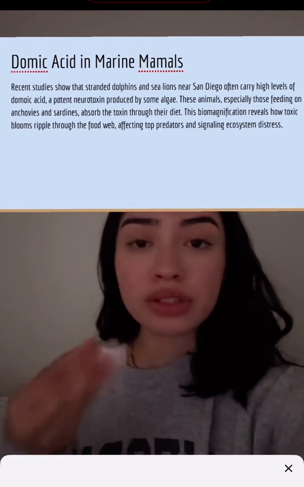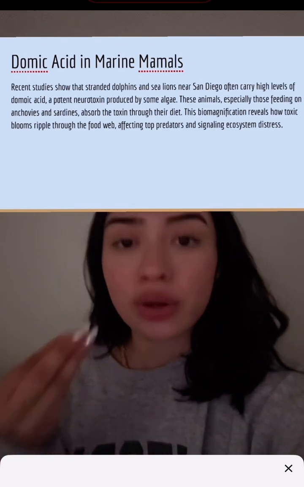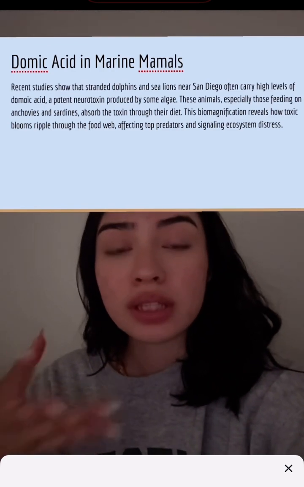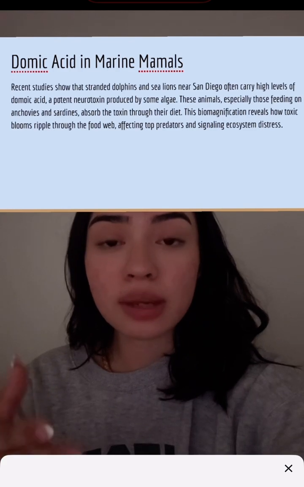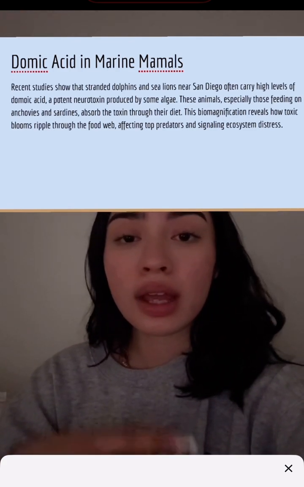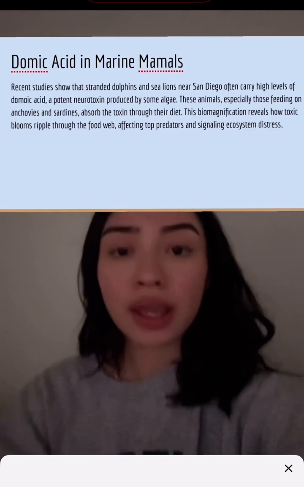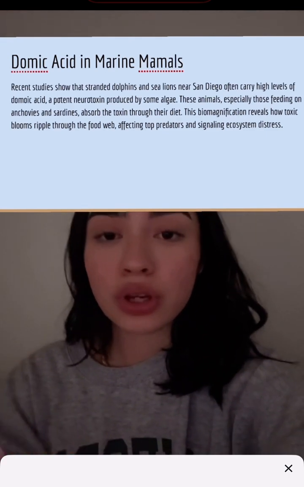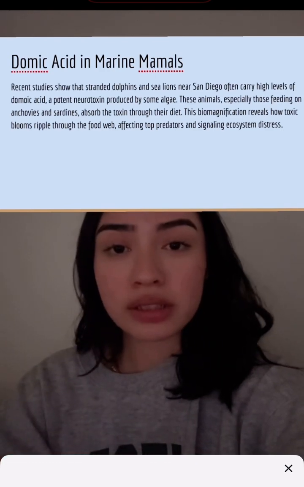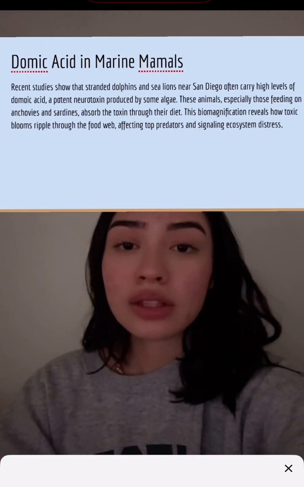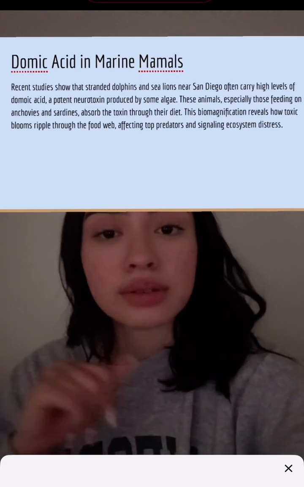So basically, domoic acid is what's found in the algae bloom and what the algae bloom creates. And what this does is it ends up going into their food, and then intoxicating them, which causes them to die. Recently, it has been shown that it's starting to affect humans as well because of how much it's mutating due to pollution. So that's also a cause.